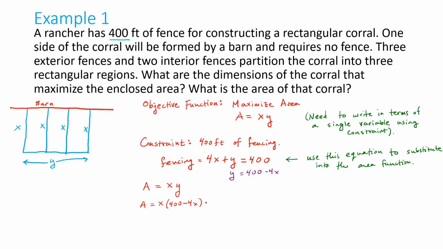And now we have a function of a single variable, area as a function of x now. So that's basically the first stage of this whole process, just coming up with the objective function in terms of a single variable. That's what we have here. So now we've got our objective function in terms of a single variable.